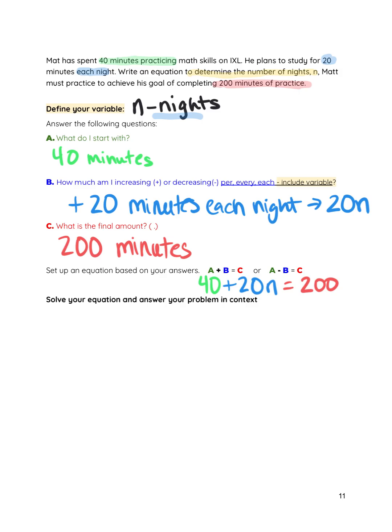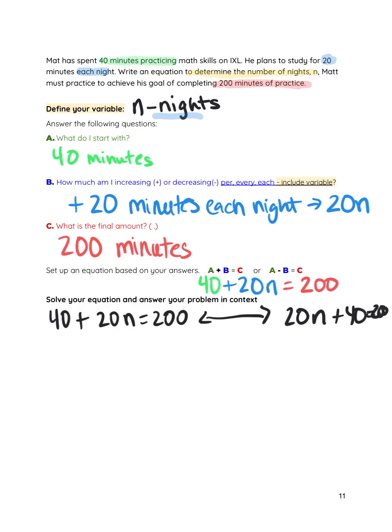So, friendly reminder, you guys, if I have 40 plus 20n equals 200, that is the exact same equation as 20n plus 40 equals 200. It's a little messy. Let's fix that real quick so you can actually read it. They're the same equation. The only reason I'm telling you this is that sometimes seeing it this way makes more sense to people, but it's still the exact same steps you're going to take.